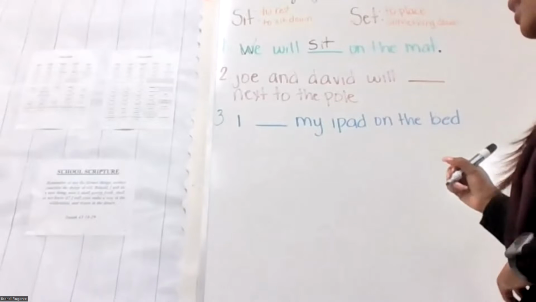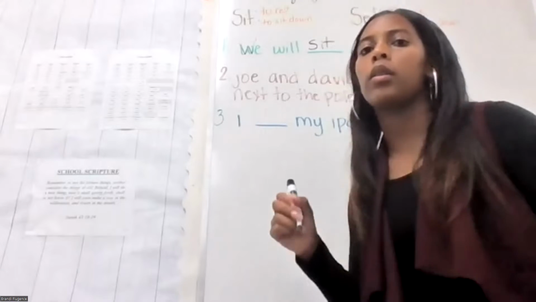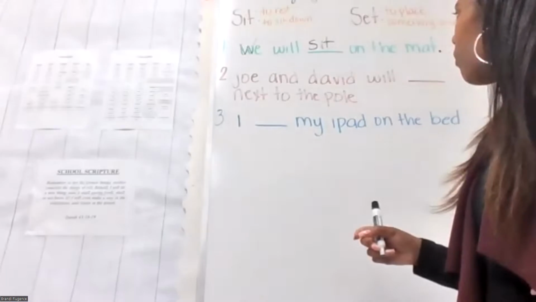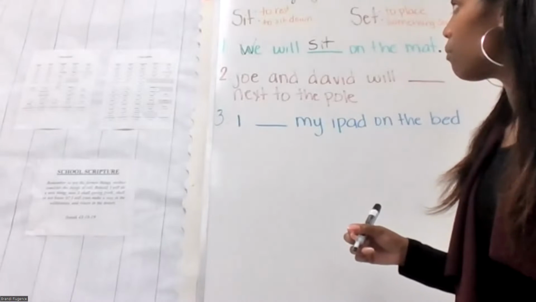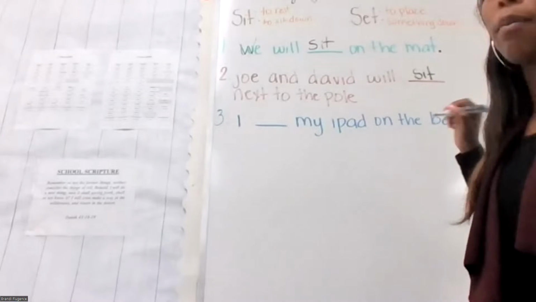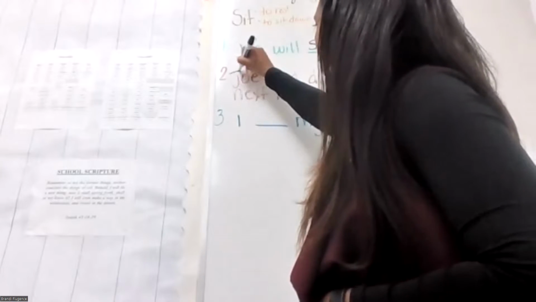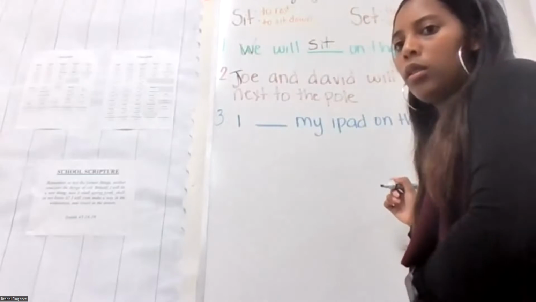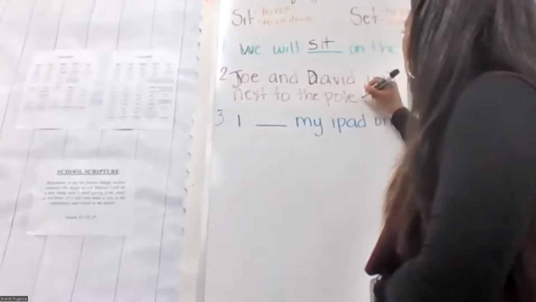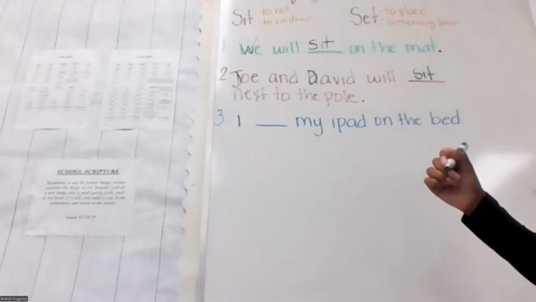Number 2, Joe and David will sit or set next to the pool. Okay, Naraya? Joe and David will sit. Sit next to the pool, okay? What do I capitalize? The first letter is Joe. Capitalize J in Joe. Capitalize D in David. Finish with the period. Good. They are sitting, so Joe and David will sit next to the pool.